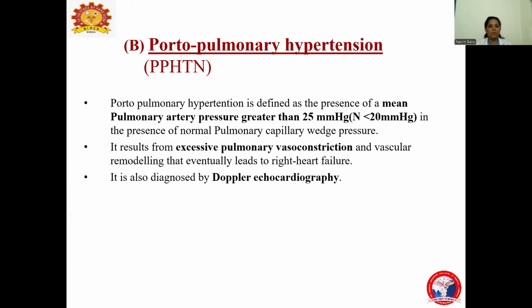Another syndrome that is seen is portopulmonary hypertension. Portopulmonary hypertension is defined as the presence of a mean pulmonary artery pressure greater than 25 mmHg, where normal is less than 20 mmHg, in the presence of normal pulmonary capillary wedge pressure. It results from excessive pulmonary vasoconstriction and vascular remodeling that eventually leads to right heart failure. It is also diagnosed by Doppler echocardiography.